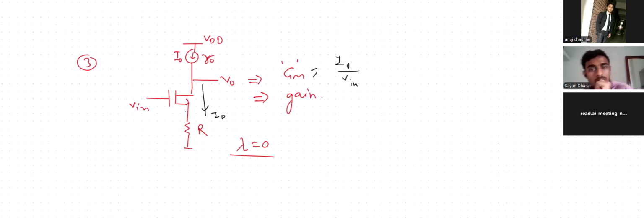What's the definition of GM? GM is transconductance, the transfer from input voltage to output current. In any transistor, when calculating GM, we differentiate the output current with respect to the input voltage. But usually when we calculate GM for the circuit, we also call it short circuit transconductance.